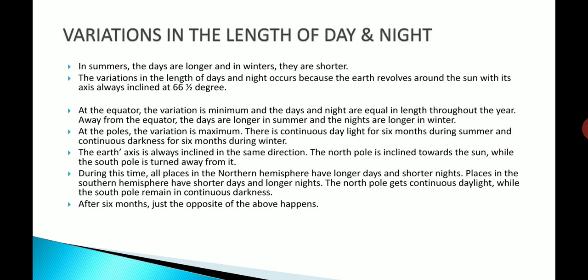The earth's axis is always inclined in the same direction, means the inclination of the earth's axis is always the same. The North Pole is inclined towards the sun while the South Pole is inclined away from the sun. During this period, all the places in the northern hemisphere have longer days and shorter nights, and places in the southern hemisphere will have shorter days and longer nights. The North Pole will get continuous daylight while the South Pole remains in continuous darkness. And after 6 months, the opposite of the above happens.